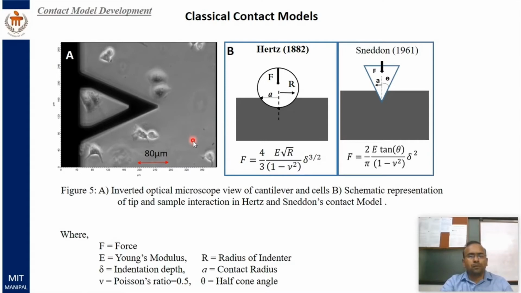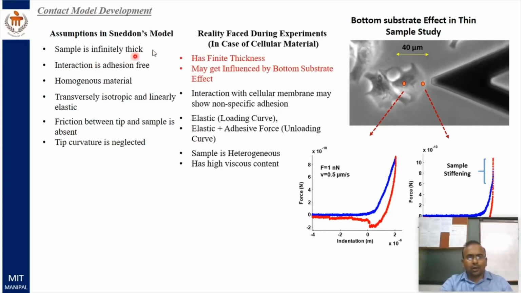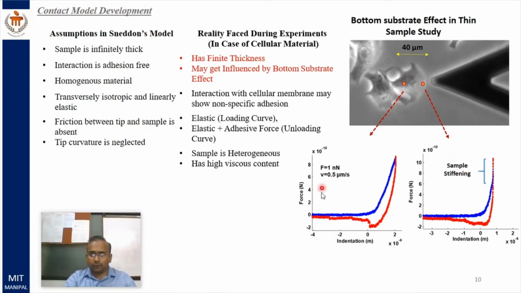But the realistic scenario is that the cell has finite thickness and it may get influenced by the substrate. So if we look into this case, take an indentation over the nucleus region and one in the periphery, we end up getting different force indentation curves. Here we can see the force indentation curve that is taken on the periphery. Here we see the presence of some kind of a sample stiffening effect. This is basically the influence of the hard bottom substrate.